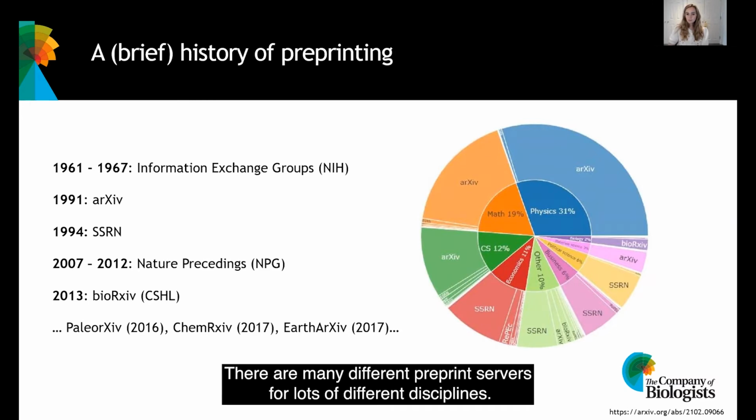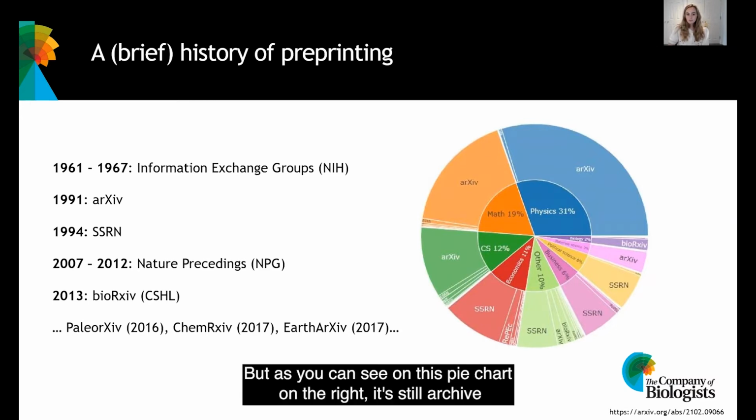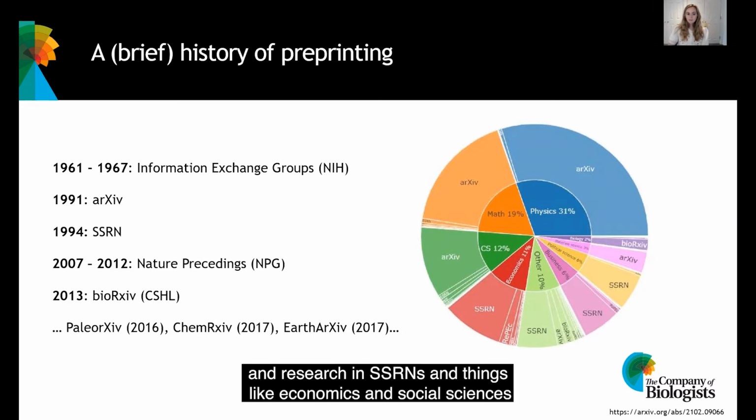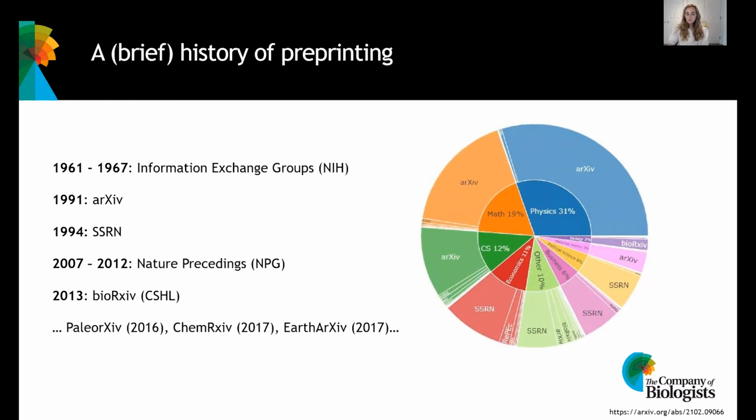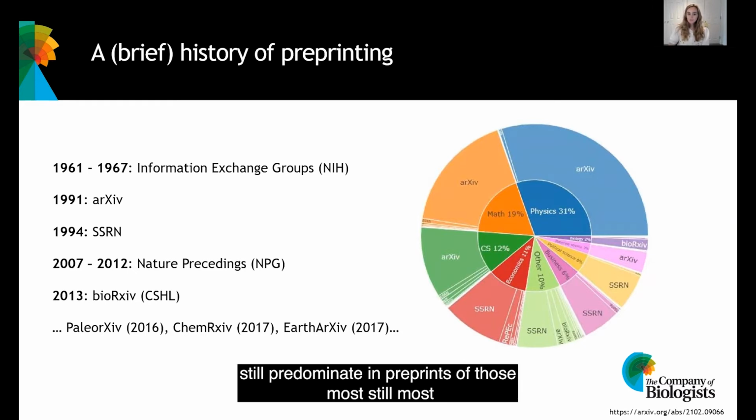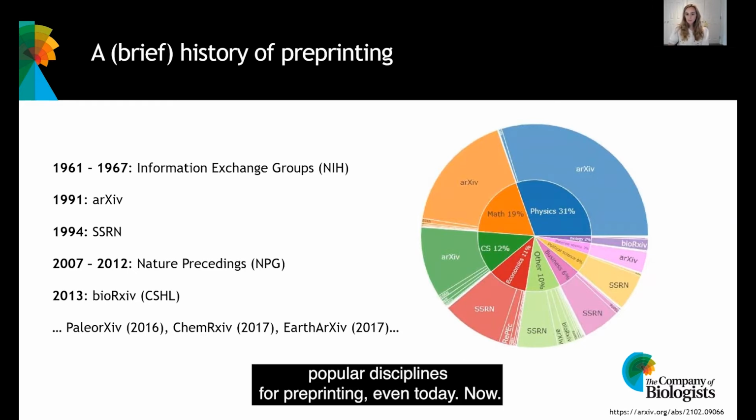There are many different preprint servers for lots of different research disciplines. But as you can see on this pie chart on the right, it's still arXiv and SSRN, so things like economics and social sciences, that still predominate in preprint servers, and they're still the most popular disciplines for preprinting even to date now.